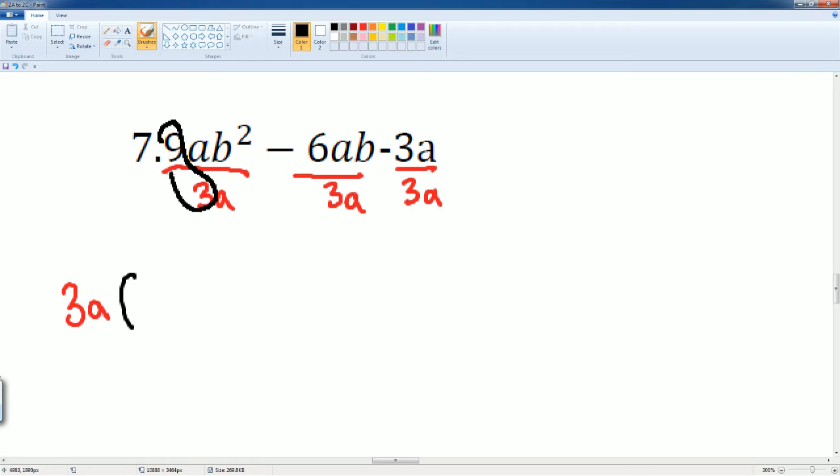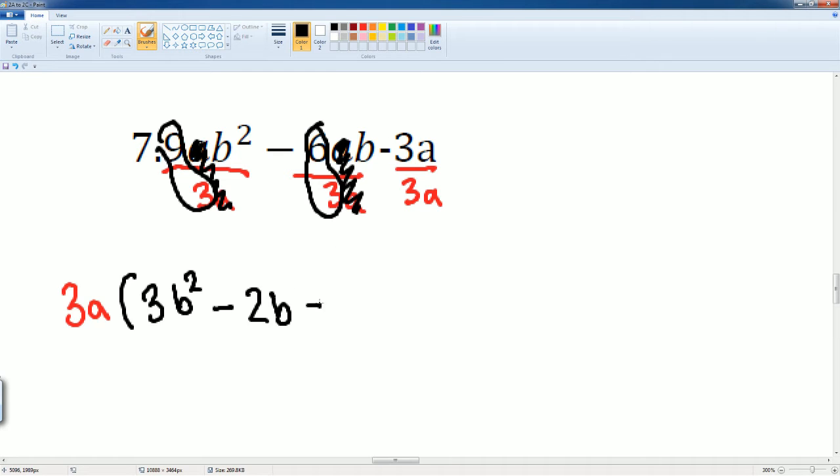9 divided by 3 gets you a 3. a divided by a just gets you a 1. b squared is just left. Bring down that minus sign. 6 divided by 3 gets you a 2. a divided by a is just 1, leaving you with a b. Minus 3 divided by 3 gets you a 1. a divided by a just gets you a 1. There you go. That is what happens after you pull out that GCF of 3a. You can't pull any other numbers out here.